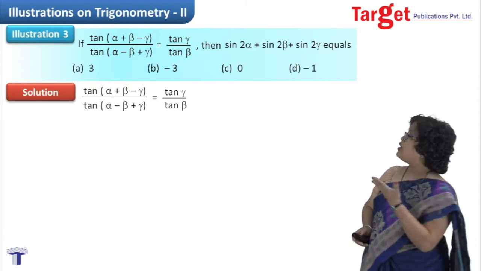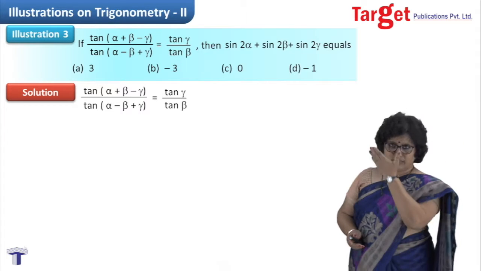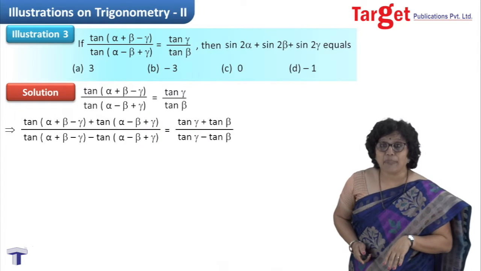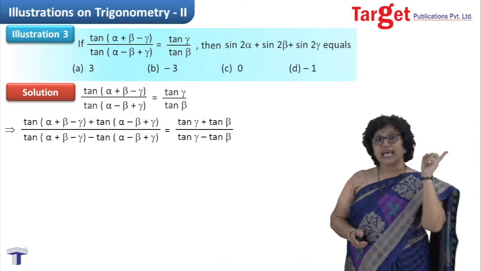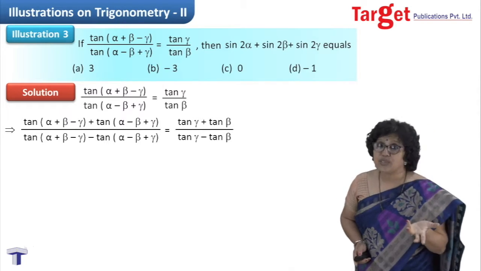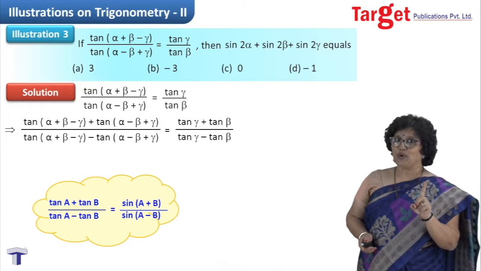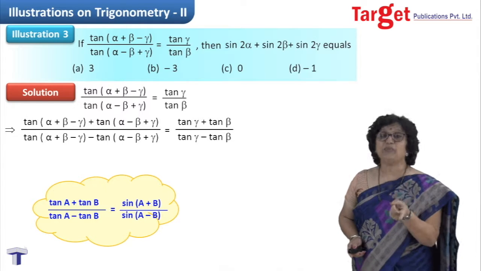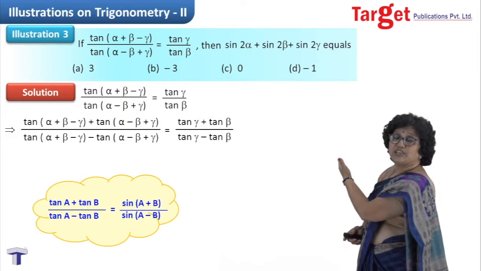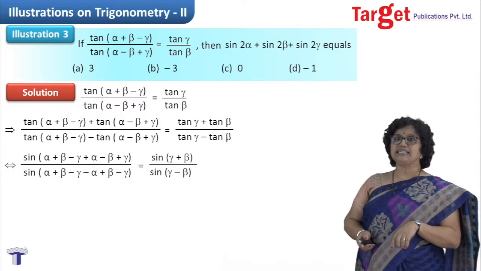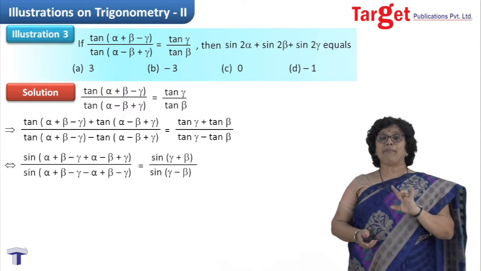So I start with tan of alpha plus beta minus gamma upon tan of alpha minus beta plus gamma. This is tan gamma upon tan beta given. Then I apply componendo dividendo because I have in my mind that I am going to use that tan A plus tan B upon tan A minus tan B. So I use componendo dividendo. Now this is perfectly suitable for that formula. And that formula was, could you get by now? That was sin A plus B upon sin A minus B. Right? So right now this expression in terms of sine. And I get that as on the right hand side sine gamma plus beta upon sine gamma minus beta.